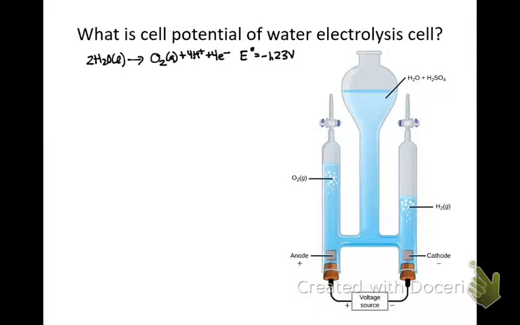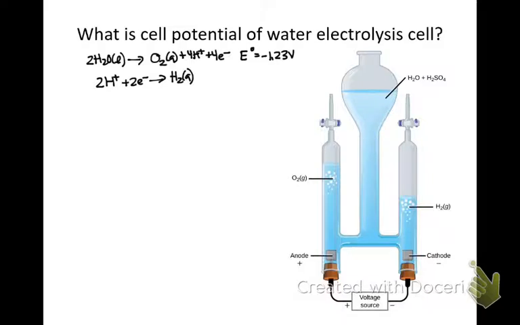If you look this one up in your table, you'll see that it's written in the opposite direction as the reduction of oxygen to form water, and the cell potential will be positive. Okay, and then the other, so that's one reaction. The other half reaction is protons from water get reduced to form hydrogen gas.